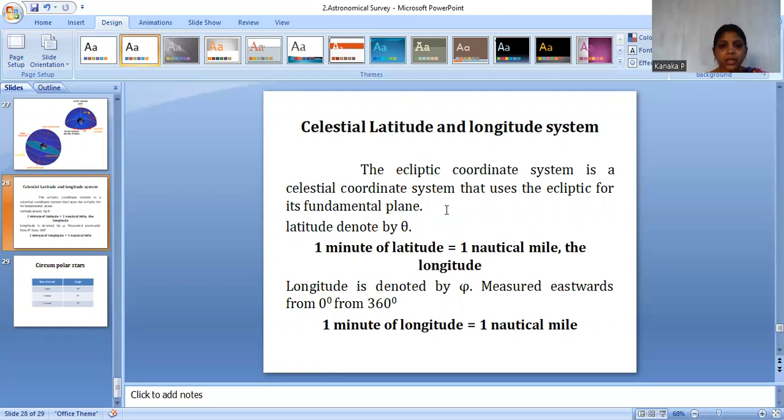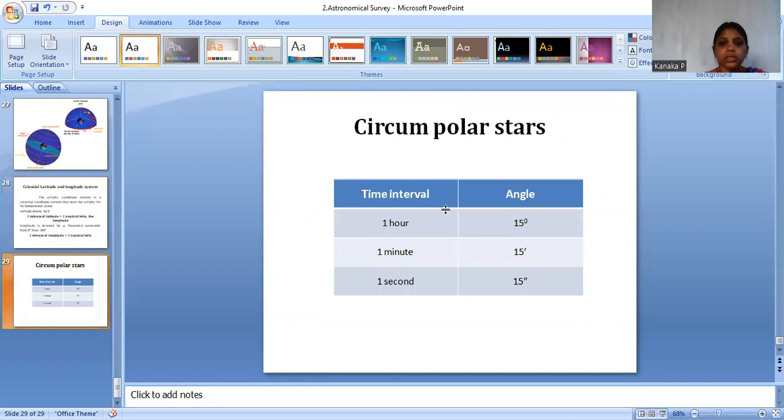So mainly, latitude is denoted by theta and longitude is denoted by phi, which varies eastwards from 0 to 360 degrees. One minute of latitude equals 1 nautical mile. One minute of longitude equals 1 nautical mile. So this is the celestial latitude and longitude system.